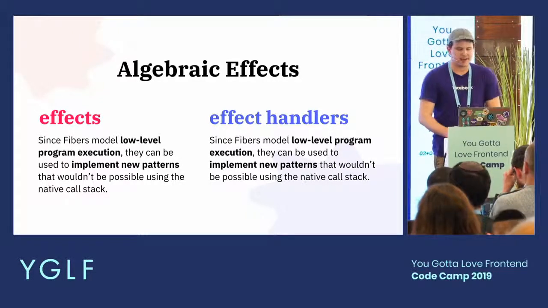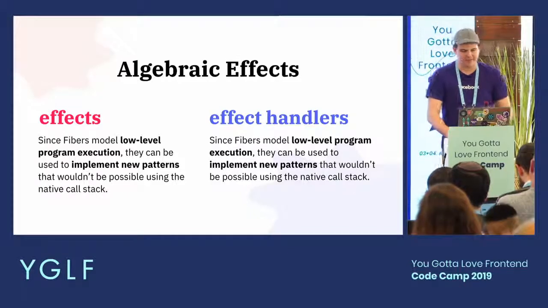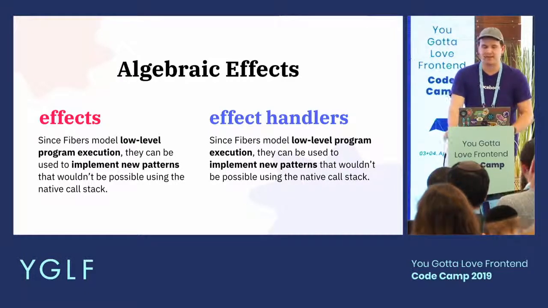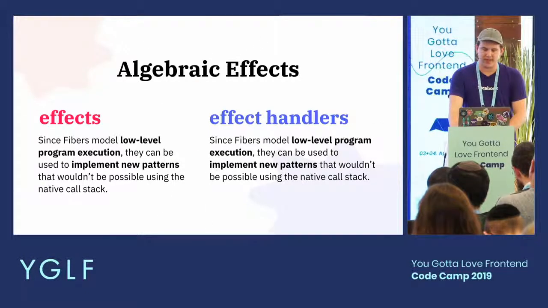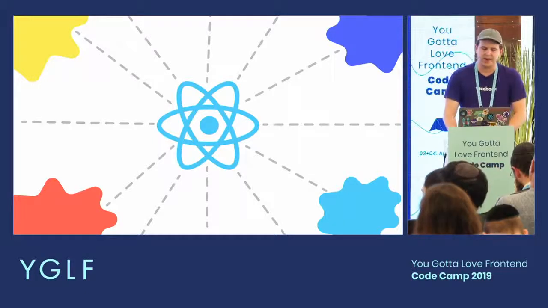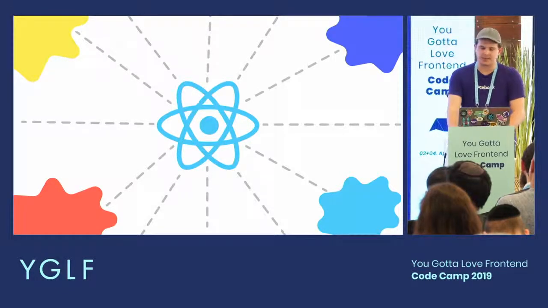And that's really the core idea of algebraic effects and effect handlers. They allow us to model effectual behavior, like errors, logging, or network requests, where the effect and its behavior are independent. So how does this tie back to React? We know that fibers allow React to implement these more complex patterns like algebraic effects, even though they don't exist in JavaScript.